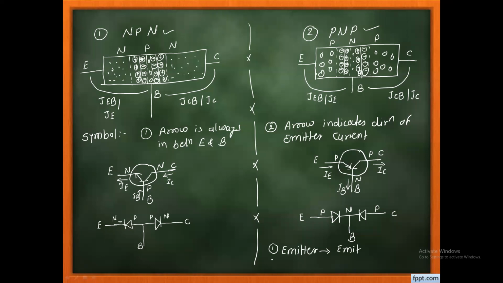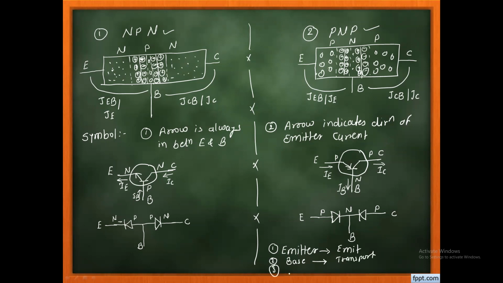The second terminal we call the base. Is it right? The base has only one job: take the majority carrier from the emitter and give it to the collector. It means that the job of the base terminal is just to transport the majority carrier from emitter to collector. Transportation चा काम करना.